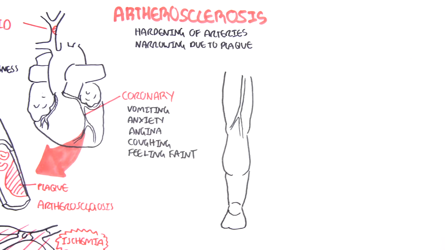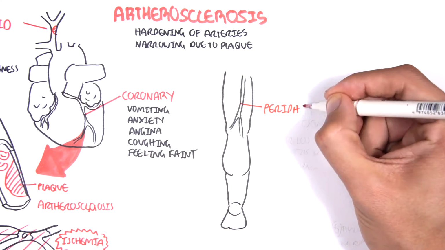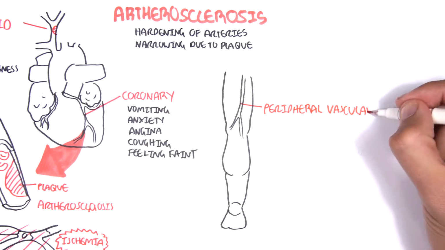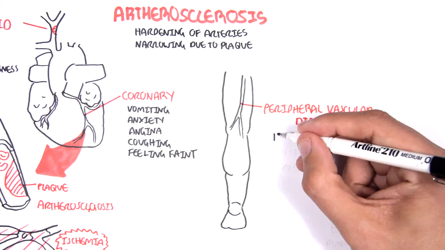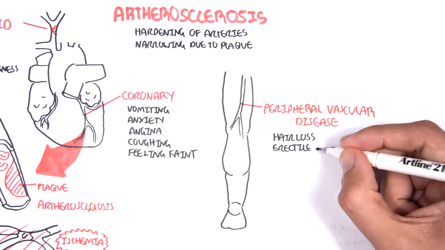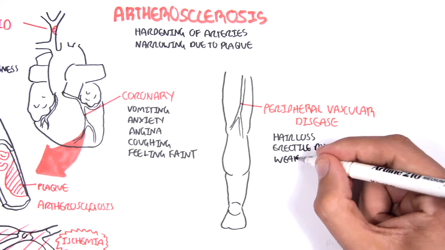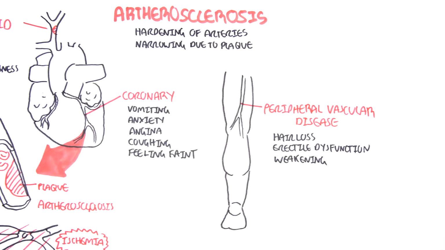Atherosclerotic plaque can cause peripheral vascular disease. Now, peripheral vascular disease is the reduced circulation of blood to a body part other than the brain or heart. So, for example, the liver or something else like your reproductive organs. And this is bad in every respect. In peripheral vascular disease, you can have hair loss, erectile dysfunction, and weakening of the associated area.